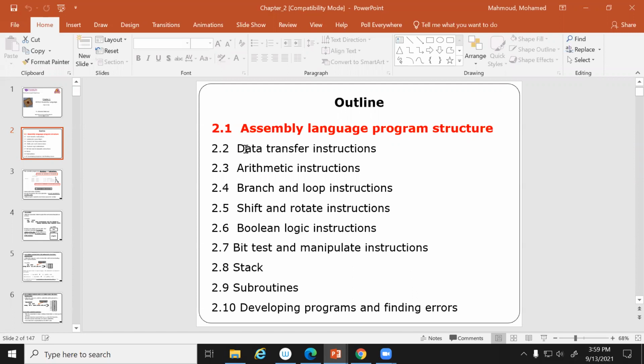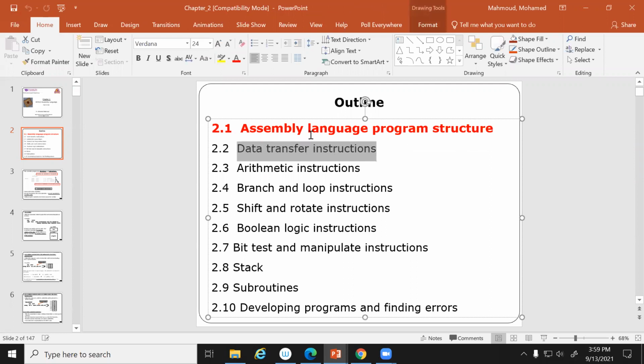So last time we finished data transfer instructions. On Thursday, we're going to have a quiz on this section. Also, we're going to have a lab on this section as well.